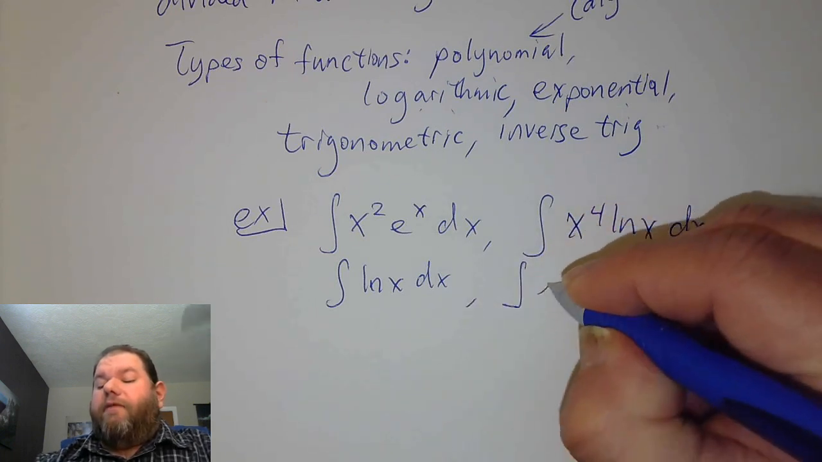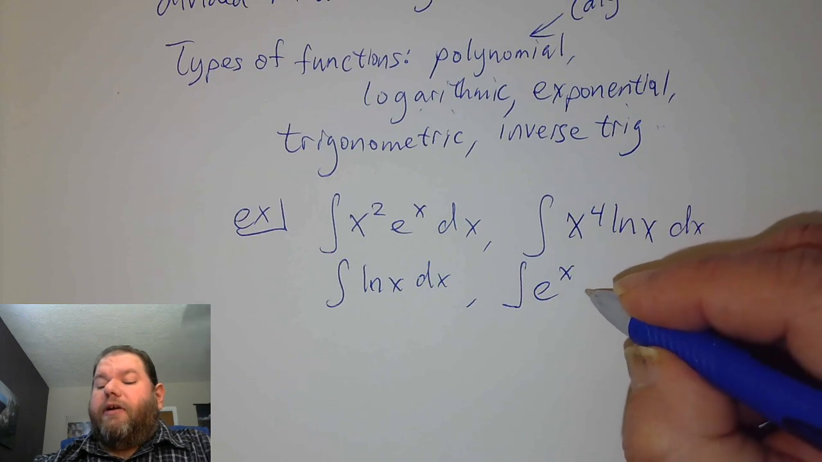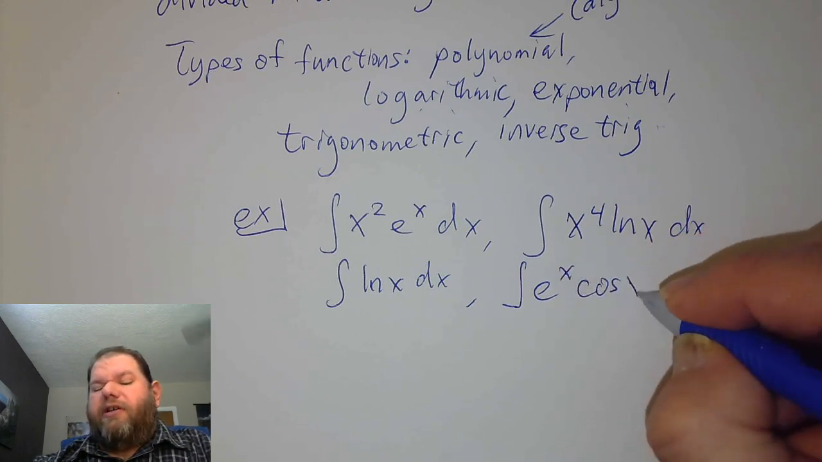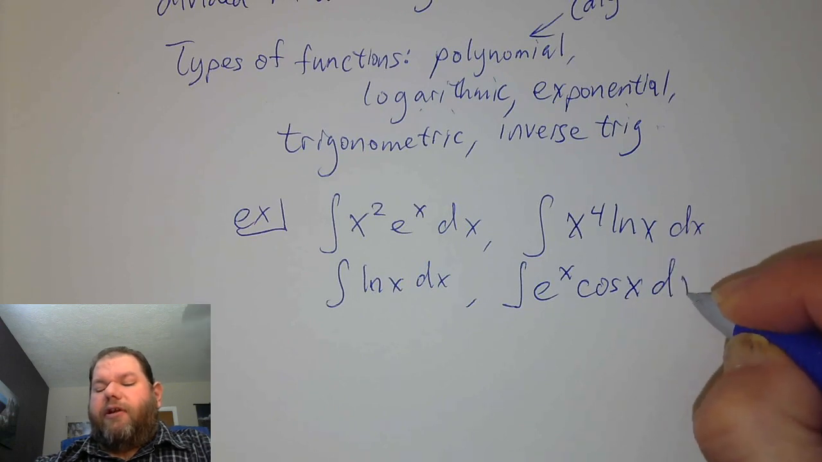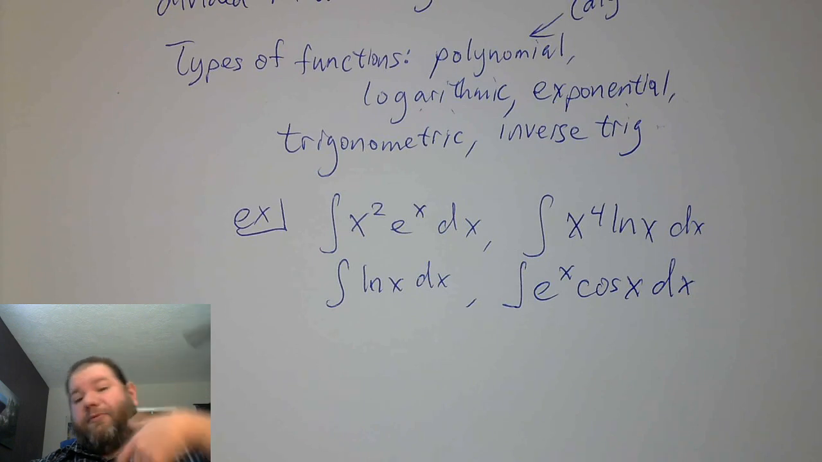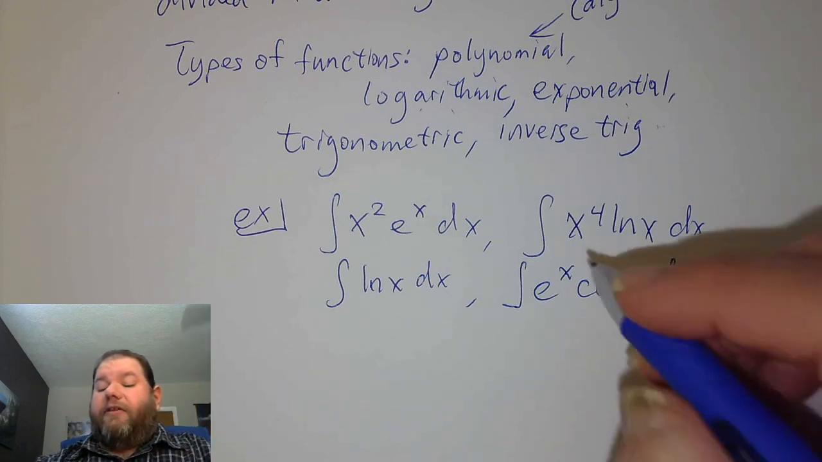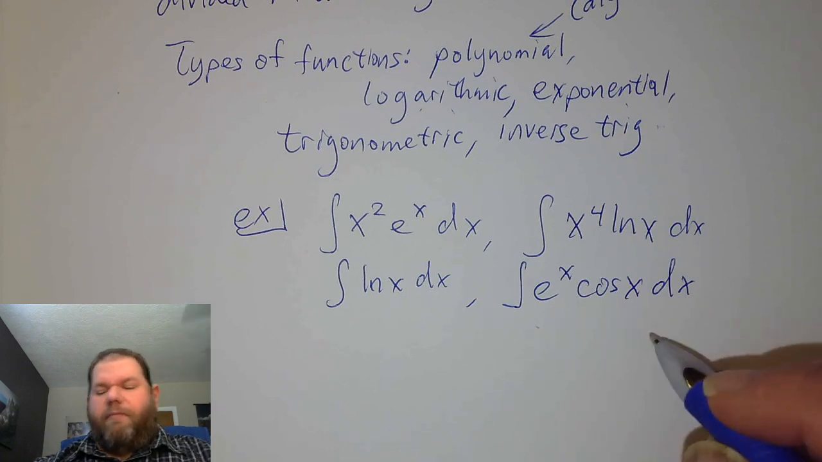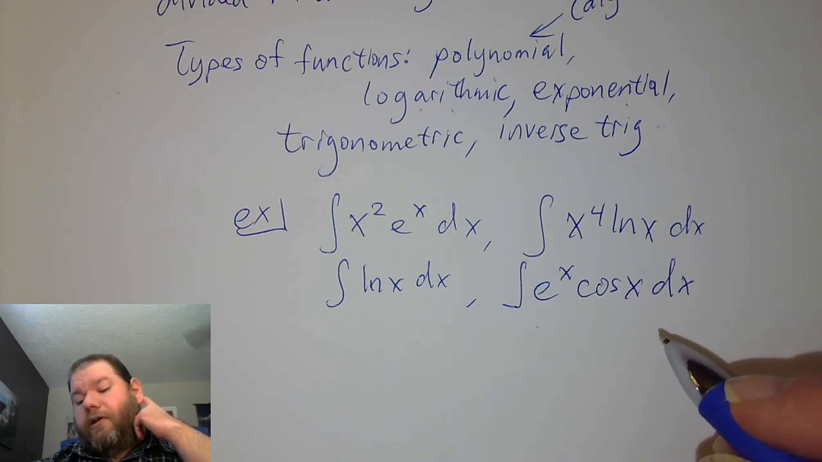So we could have e to the x times cosine x. I'll just use e to the x cosine x. I don't want to make that one too crazy. I mean, we could make these a little bit more complicated, like I could say e to the 2x there. This one's kind of a crazy problem anyway, so I don't want to go overboard.